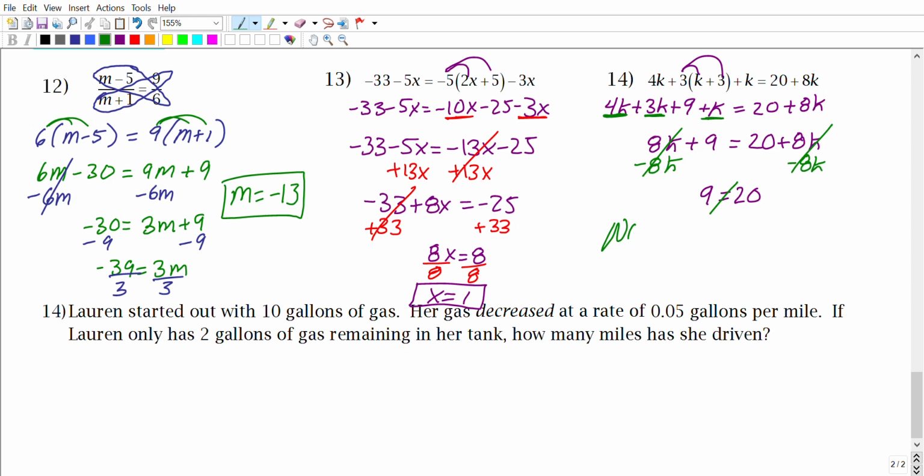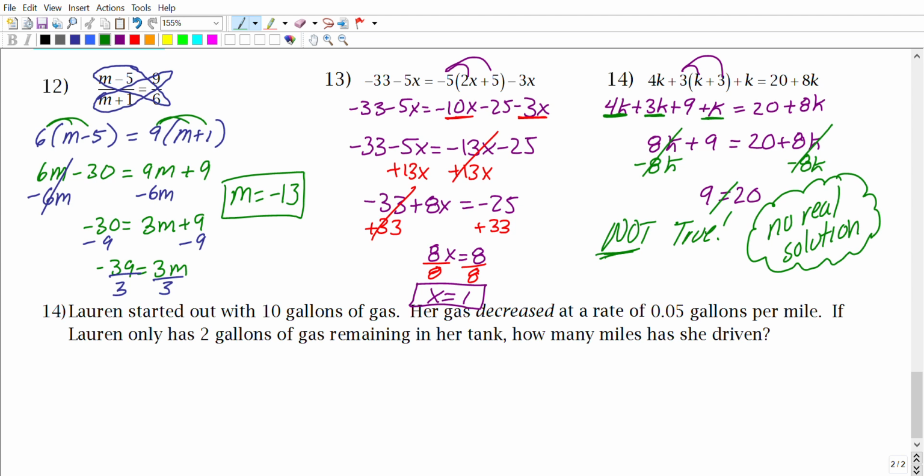Okay? Because it's not true. Then this has no real solution. This is my final answer. No real solution. Remember, guys, in order for this to have a real solution, it has to have either two numbers that are equal to each other, or we have to have the variable we find equal to exactly one number. Okay? But in this case, 9 does not equal 20, so we have no real solution.